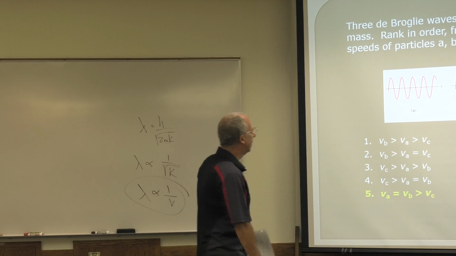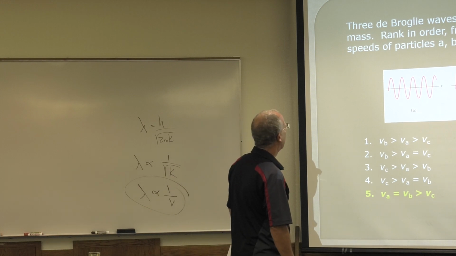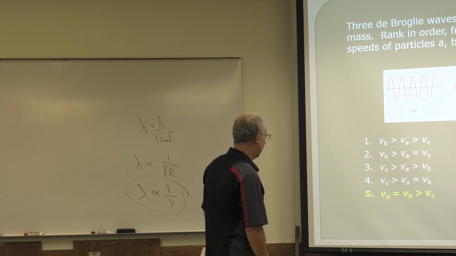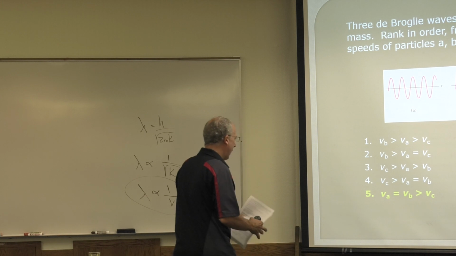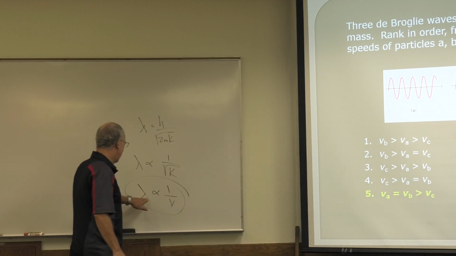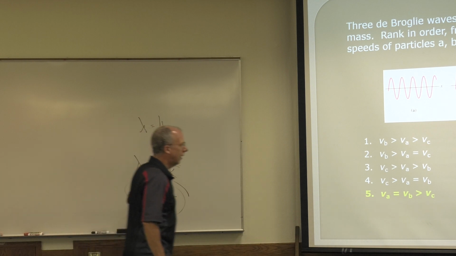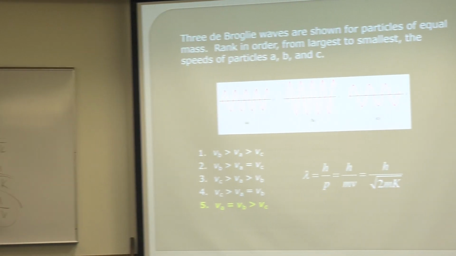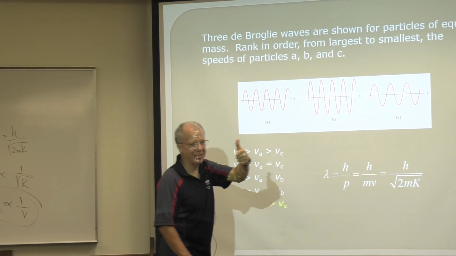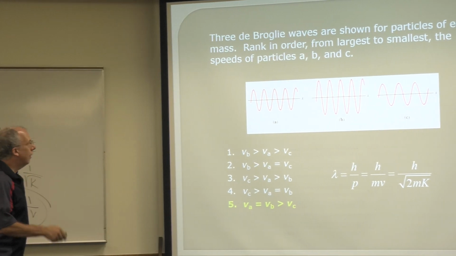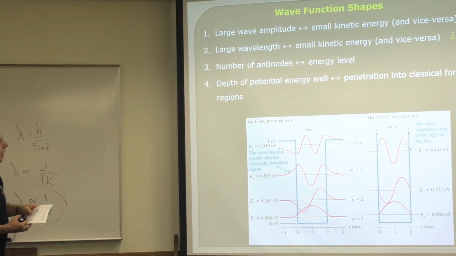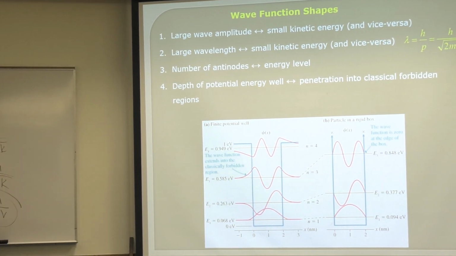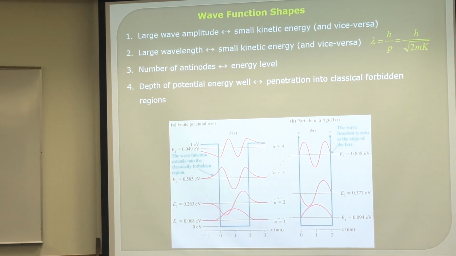Okay. So if this is a large wavelength, like we have for C, that means that the speed has to be small. And these are equal. So it does make sense, right? It does make sense. All right. So again, here is everything that we know how to figure out the shape of a wave function.